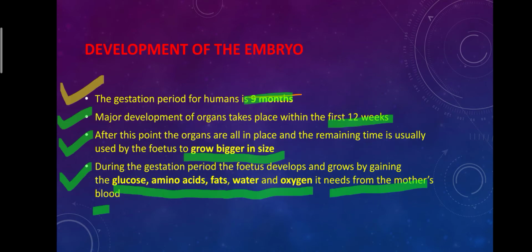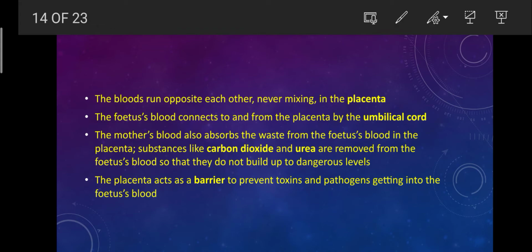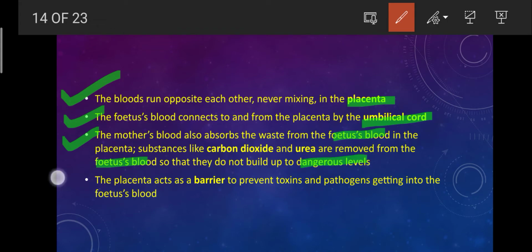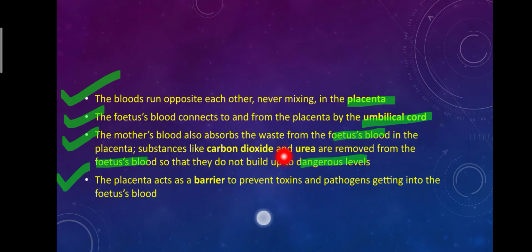The blood runs opposite each other, never mixing in the placenta. The fetus's blood connects to and forms the placenta by the umbilical cord. The mother's blood also absorbs the waste from the fetus's blood in the placenta. Substances like carbon dioxide and urea are removed from the fetus blood so that they do not build up to dangerous levels. The placenta acts as a barrier to prevent toxins and pathogens getting into the fetus blood.